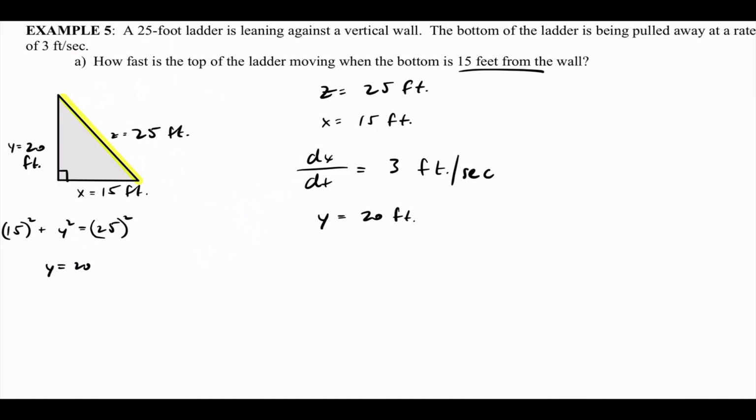What is the question asking? How fast is the top of the ladder moving? So the top of the ladder is right here. If the bottom is being pulled away, the bottom is going in that direction. Which way is the red dot going to go, up or down? Down, right? So we know it's going to be a negative number. We don't know that, right? So that's our question mark. How do we write that, though?